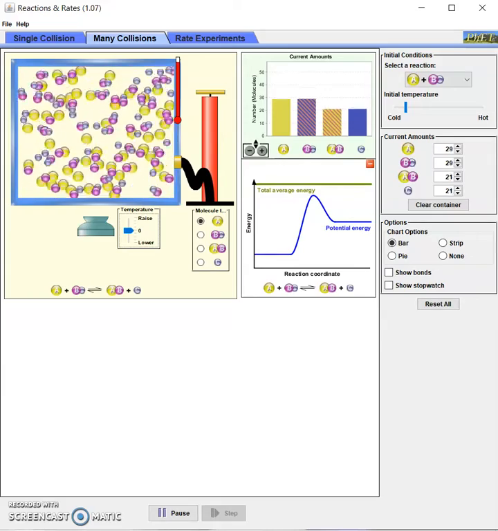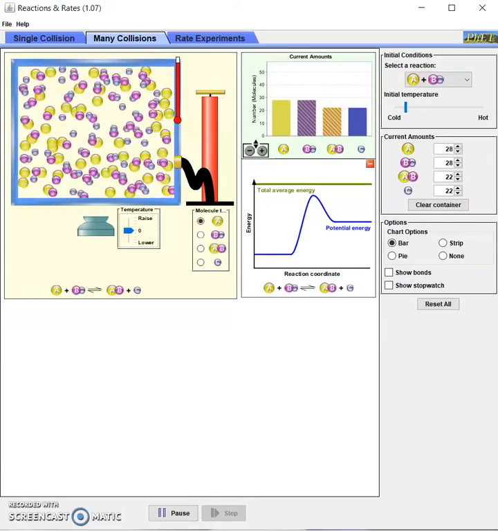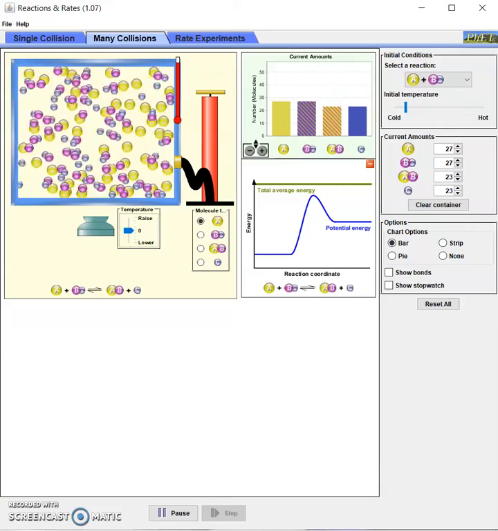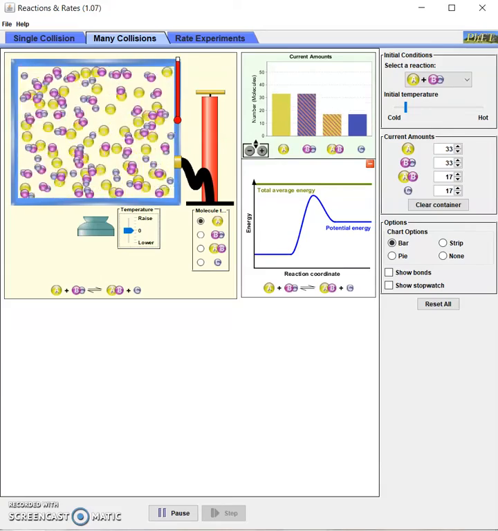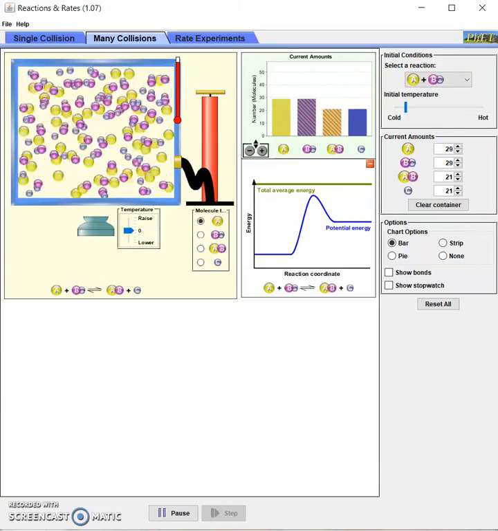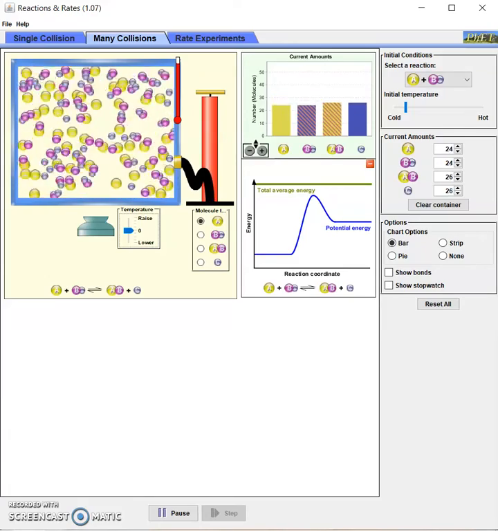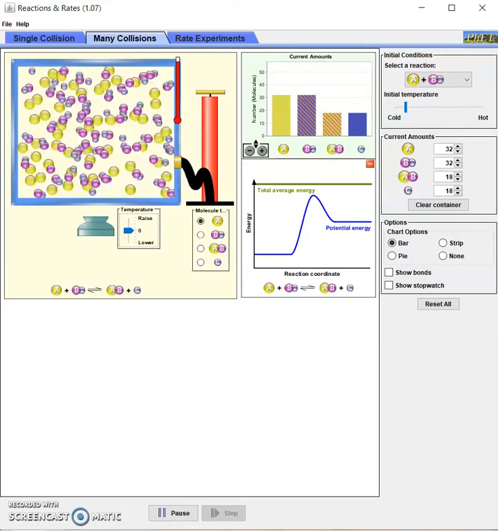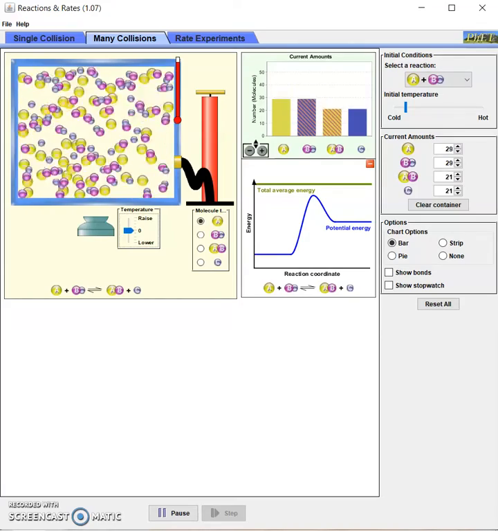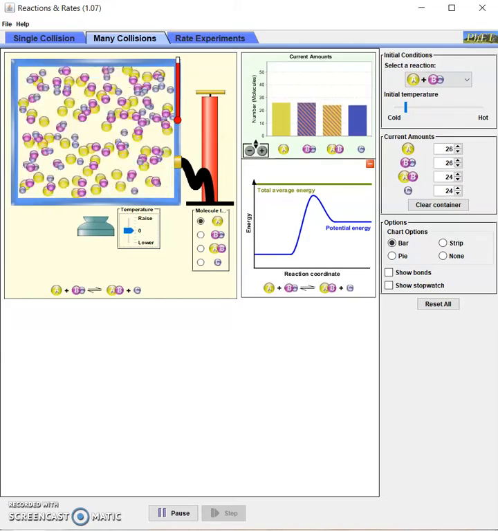After that, it doesn't want you to do anything else with the simulation itself. It asks you, what do you notice about these things? What happened? Did the temperature affect the equilibrium position? Did it affect the way you expected it to do? Did it affect the reaction rate? Did it affect anything else?